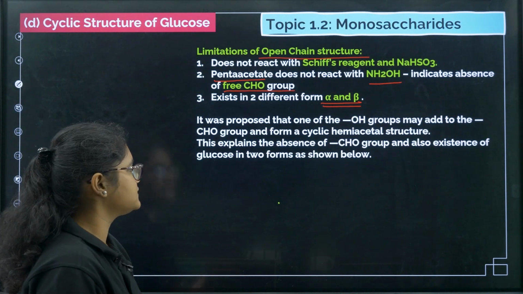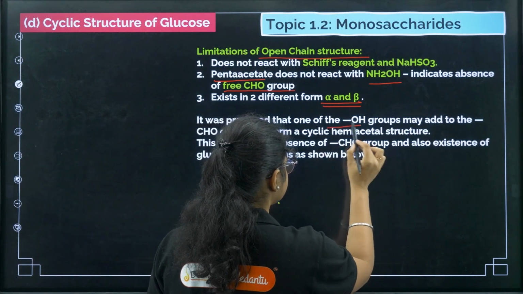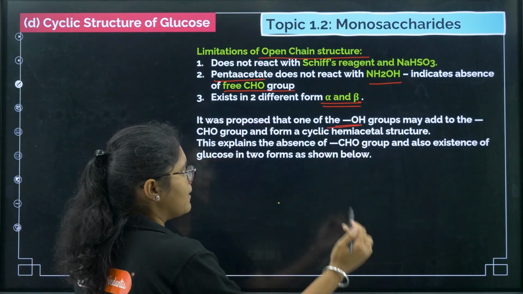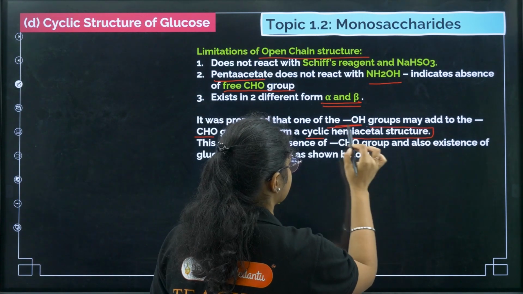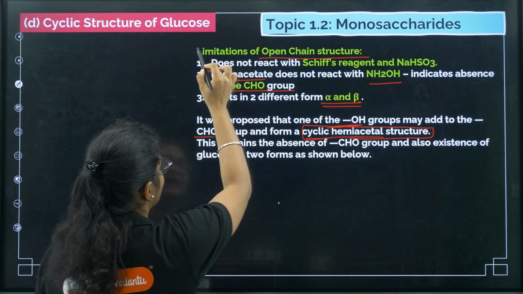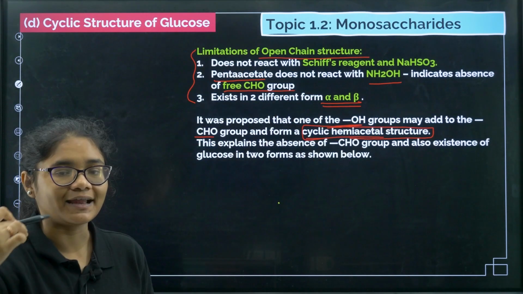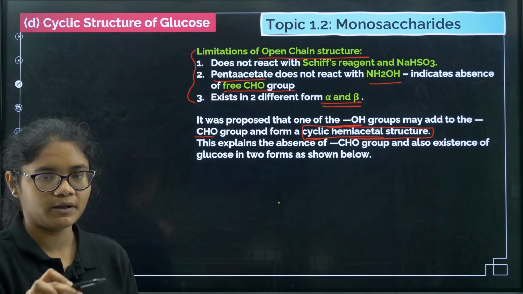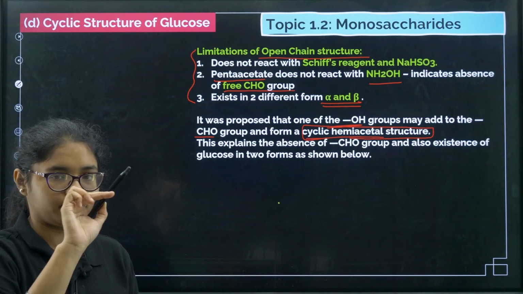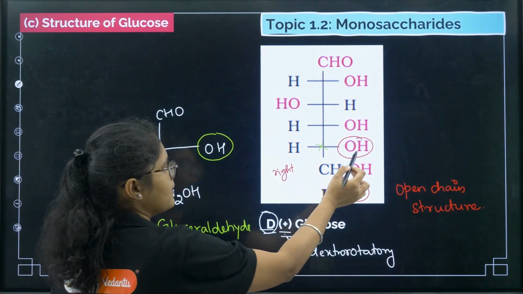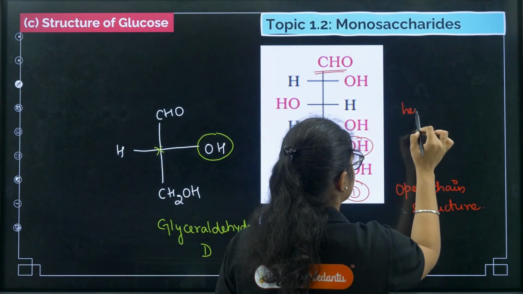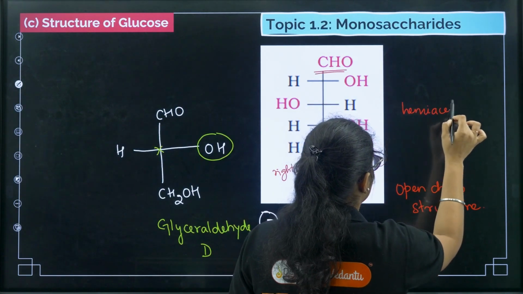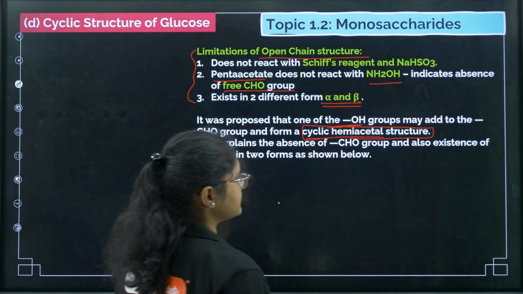Okay, so that is why it was proposed that one of the OH groups may add to the CHO group and form a cyclic hemiacetal structure. To explain these observations, the scientists thought that one of the OH groups might react with the CHO group to form what? To form a hemiacetal ring, to form a hemiacetal structure.